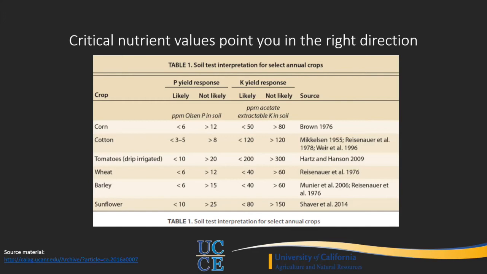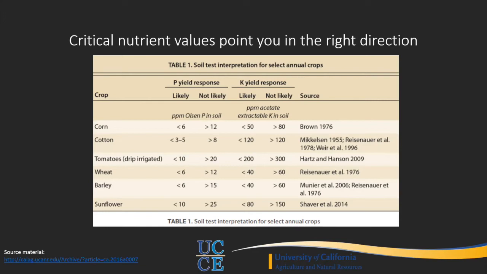In this example that I'm presenting here in this table, we're looking at critical values for soil tests of phosphorus and potassium for a certain number of annual crops. What you'll notice is that for either of these nutrients, either phosphorus or potassium, and for all of the crops, in the leftmost column, that'll likely, meaning a fertilizer response is likely, you'll notice that the values are inequalities.